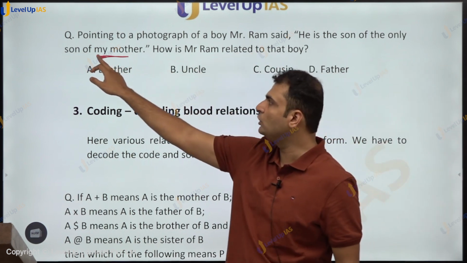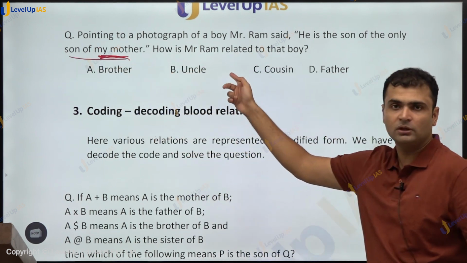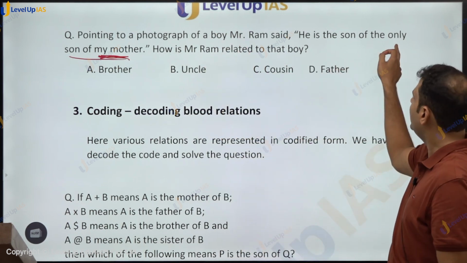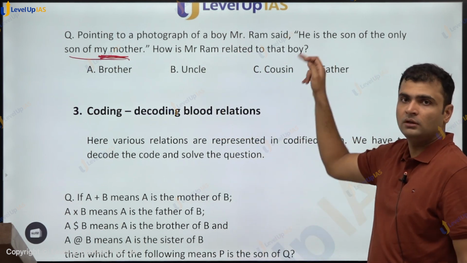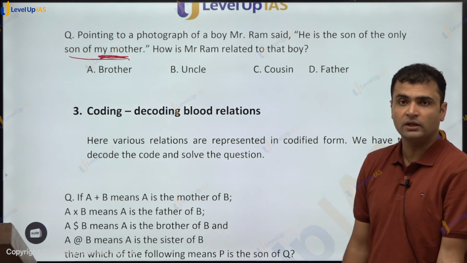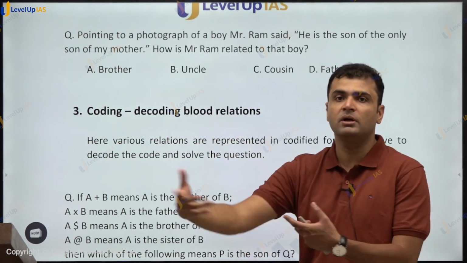Firstly we drew my mother, then what about my mother? Only son of my mother. So only son of my mother would be me only, because I am a male. And then he is talking about son. So he is talking about son of that son. So he's talking only about his son. That is the boy which the person is describing about.